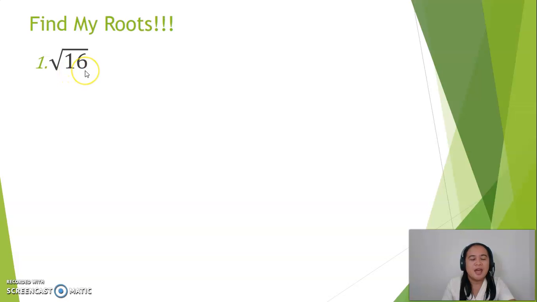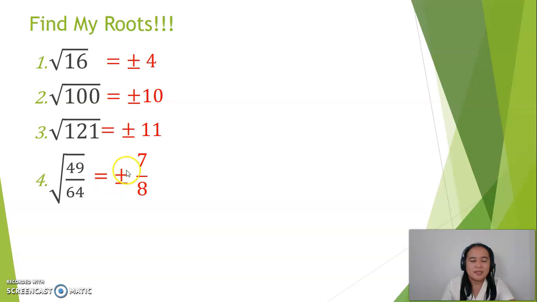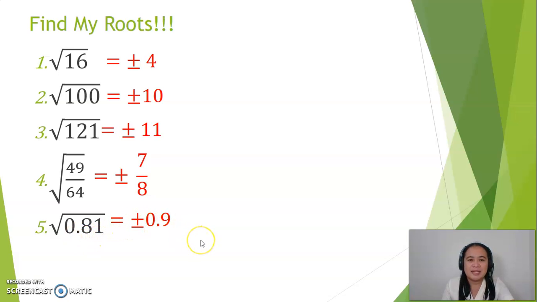Square root of 16 could be positive and negative 4. Square root of 100 could be positive and negative 10. Square root of 121 could be positive and negative 11. Square root of 49 over 64 is positive and negative 7 over 8. And square root of 0.81 could be positive and negative 0.9.